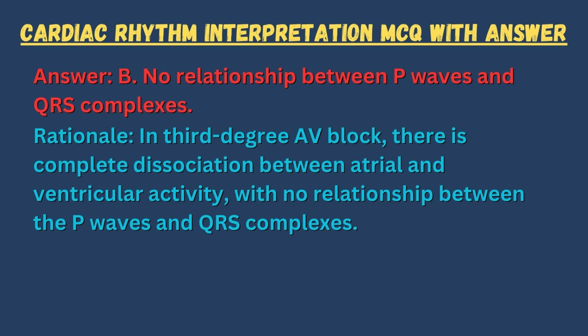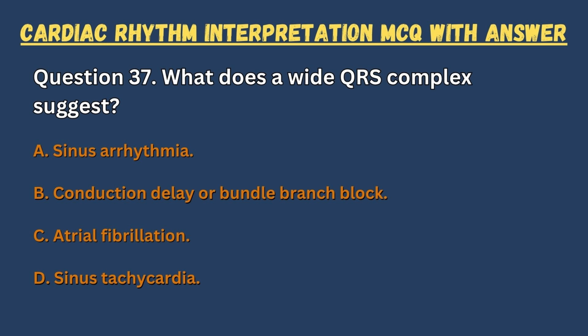Answer. B. No relationship between P waves and QRS complexes. Rationale. In third-degree AV block, there is complete dissociation between atrial and ventricular activity, with no relationship between the P waves and QRS complexes.